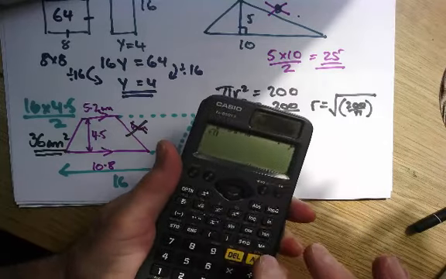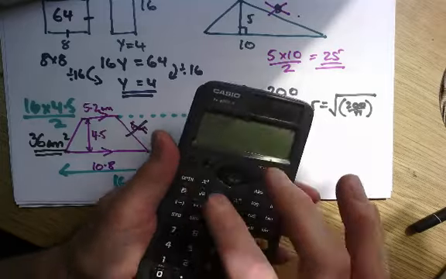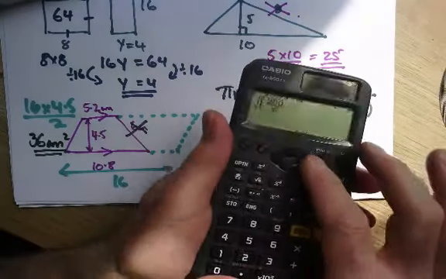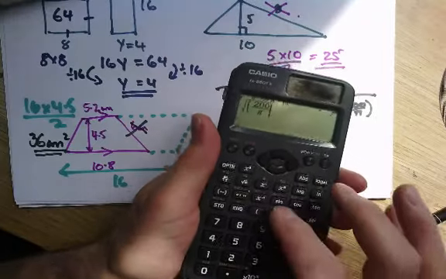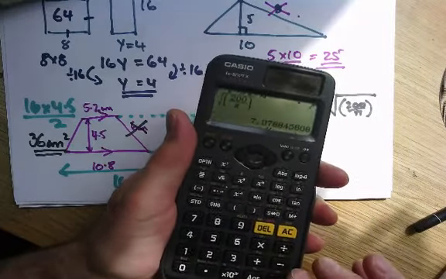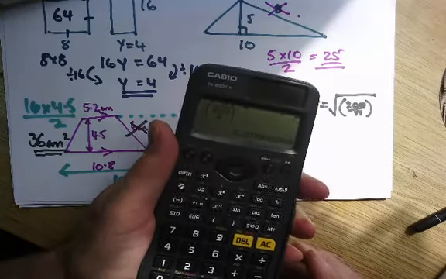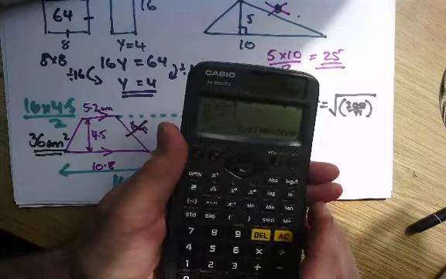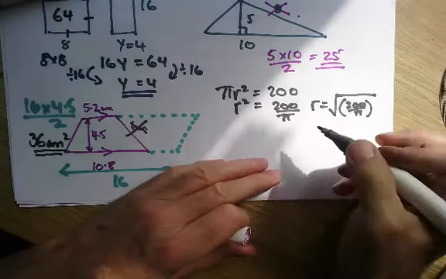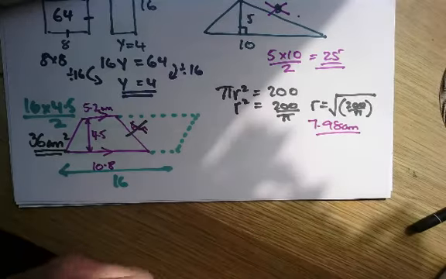Okay, now for me, I always use brackets. So square root, open bracket, fraction button, 200 over shift, that button there, get my pi, make sure the arrow goes forward till it flashes big, bracket, and then let's see if it works. Press return, 7.9788. And let's write that as 7.98. So the radius is 7.98 centimeters.